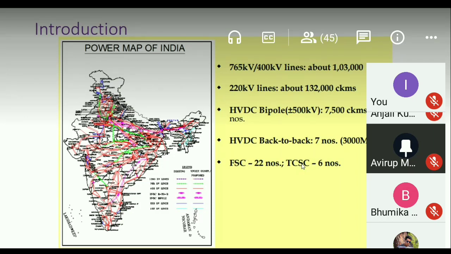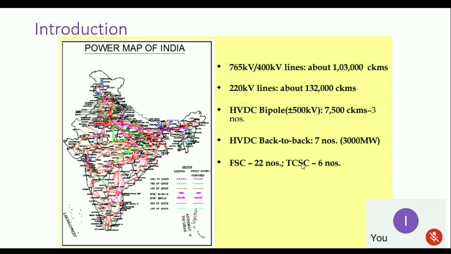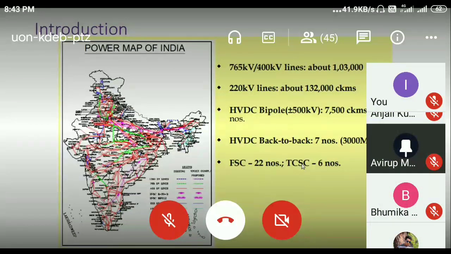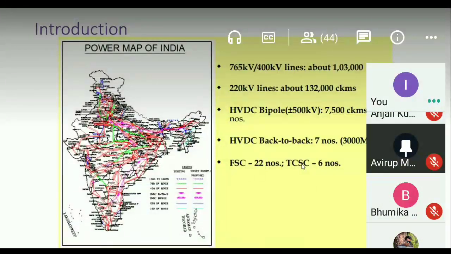However, the value of the capacitance can be controlled automatically depending on your requirement. So this is known as a FACTS device. Have you heard of the word FACTS? Flexible AC transmission system. Yes, sir. So this is a FACTS device, which they are using.